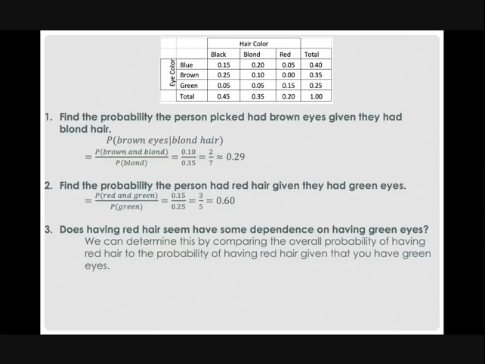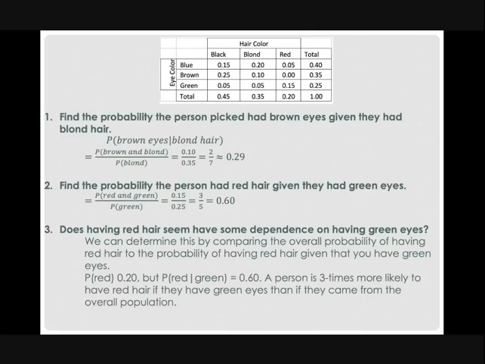So now, does having red hair seem to have more dependence on having green eyes? Well, we can determine this by comparing the overall probability of having red hair to the probability of having red hair given that you have green eyes. So the overall probability of having red hair is just 20%. However, having red hair given green eyes was 0.6, or 60%. So a person is 3 times more likely to have red hair if they have green eyes than if they were just to be picked from the overall population.